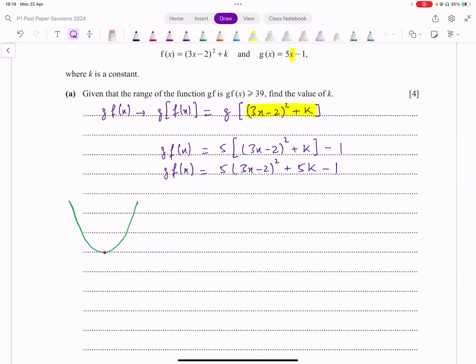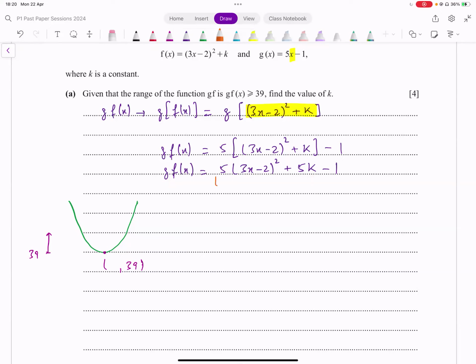That means the lowest point of this graph is supposed to be 39, because that is when the range of the function would be greater than or equal to 39. Right? Range represents the y values. And that means the y coordinate of the turning point, therefore, has to be 39, because that is when the range of the function would become greater than or equal to 39. Right? If the lowest point is 39, that's when the range would be 39 or above.